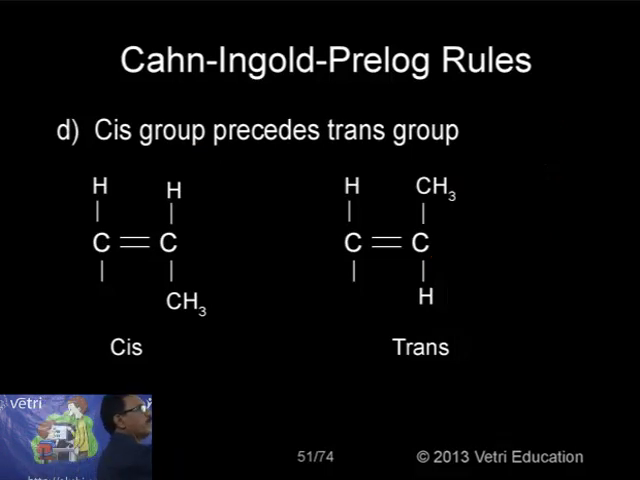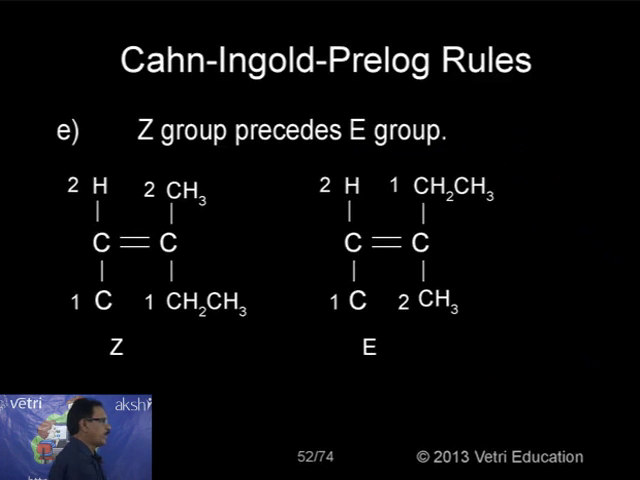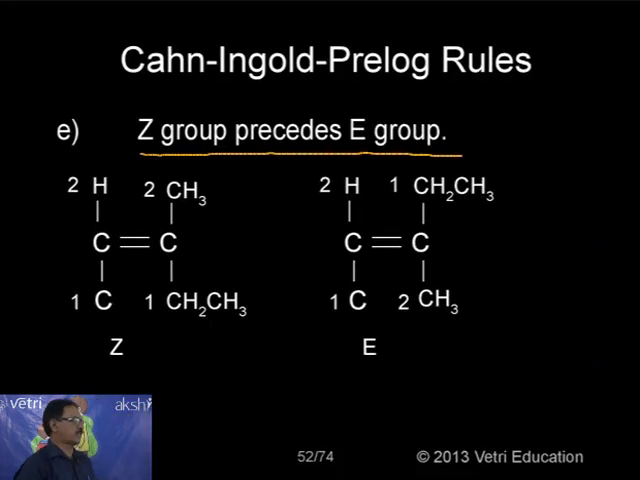Okay, next one, the same way. Another important thing: the Z group precedes the E group. We are going to see this again in the next class, where we will discuss Z and E notation, which comes under geometrical isomerism. When discussing geometrical isomerism, we will discuss cis and trans; where cis and trans isomerism is not possible, we will assign based on Z and E notation.